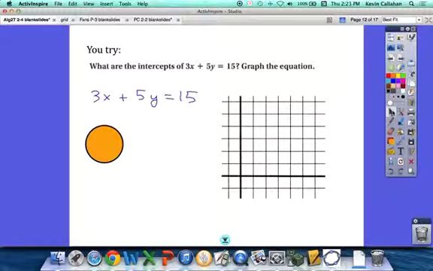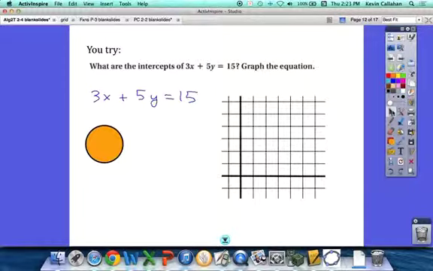Let's see. When you cover up the y, you get 3x equals 15, so x equals 5. You switched them around for no reason, and you're solving for y instead of using the intercepts. Again, you made a mistake here. If x equals 5, that means the 5 is there, the 3 is there.